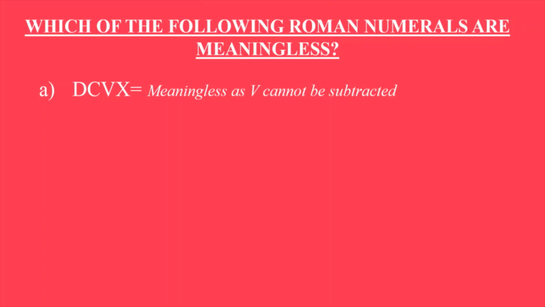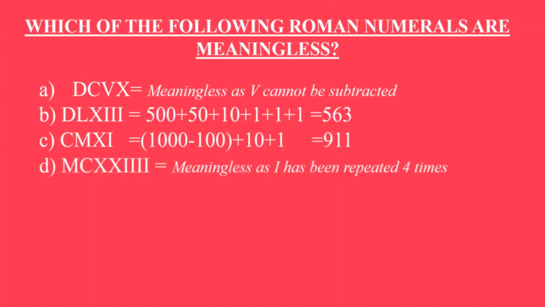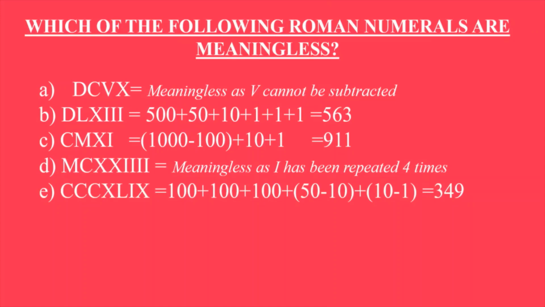Now see the next one, DLXII. This is correct. Go to the next one, CMXI. This is also right. The fourth one, MCXXII. So children, if you remember, none of the symbols can be repeated more than 3 times. But here I has been repeated 4 times, so it is meaningless. The last one, that is also correct.